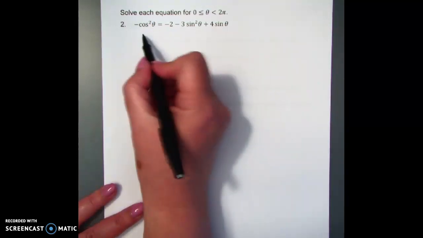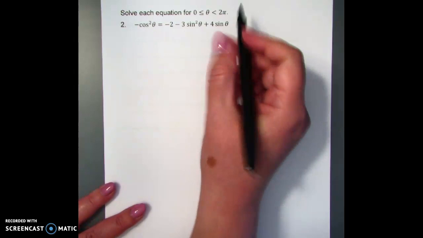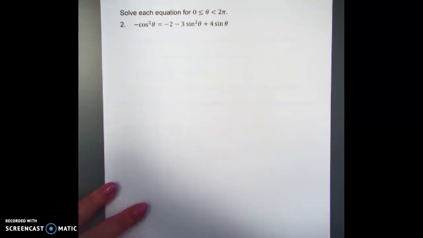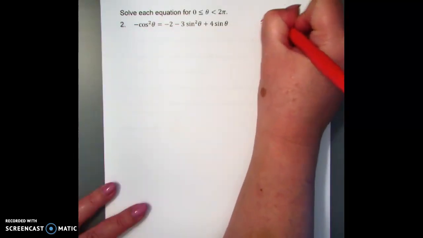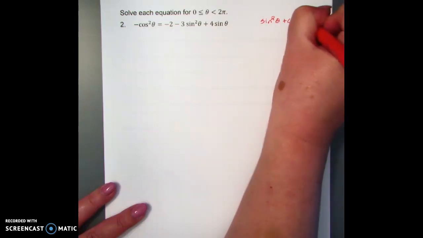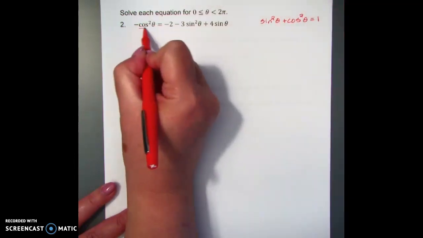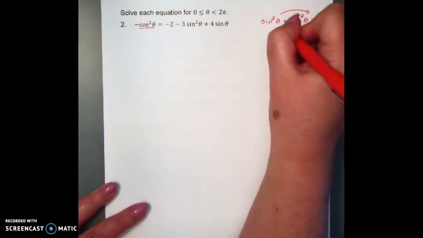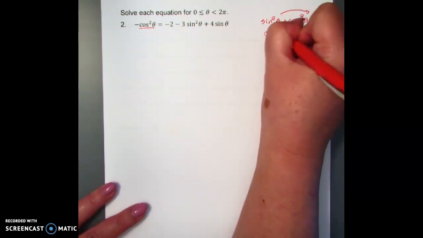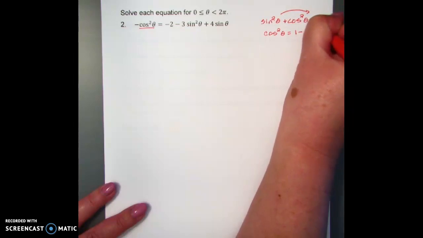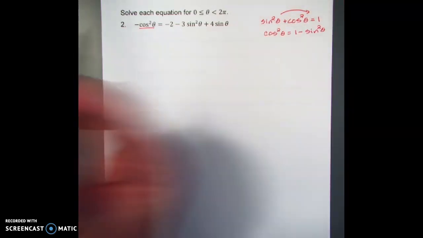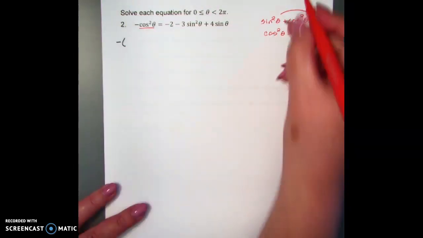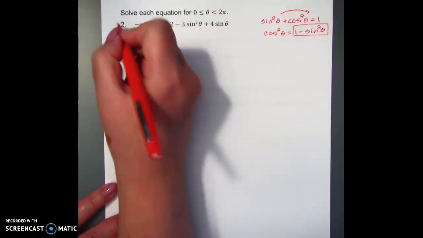So again, the first thing we want to do is get everything in the same function. So I notice I have more sines than I do cosines. So I'm going to go back to that Pythagorean identity that said sine squared of theta plus cosine squared of theta is equal to 1. And I want to be able to substitute for this cosine squared of theta here. So if I move the sine squared of theta over, that means that cosine squared of theta is equal to 1 minus sine squared of theta. So that means that over here, I have the opposite of, and then I'm going to replace cosine squared of theta with 1 minus sine squared of theta.